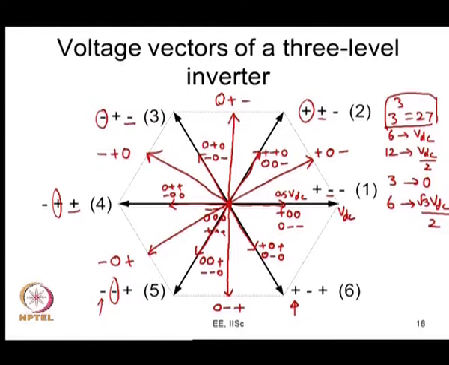So, it is the same idea: you have the pole voltage, and there is an additional possibility that instead of plus VDC by 2 and minus VDC by 2, it can be 0 also. Otherwise, it is the same way we would evaluate VRY, VRN and V alpha, V beta and so on, and this is how we come up with the voltage vectors of a 3 level inverter.